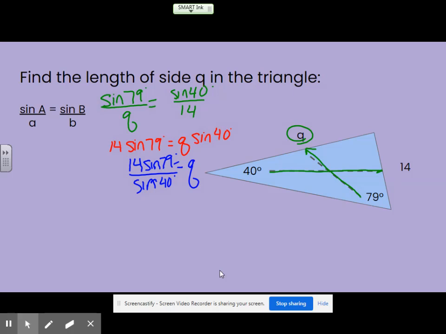Same thing from here. I'm going to throw this into our calculator. I've given you the tools of how it should be put in syntax-wise, so I hope you got it. If I put that in, I should get that Q is 21.4.